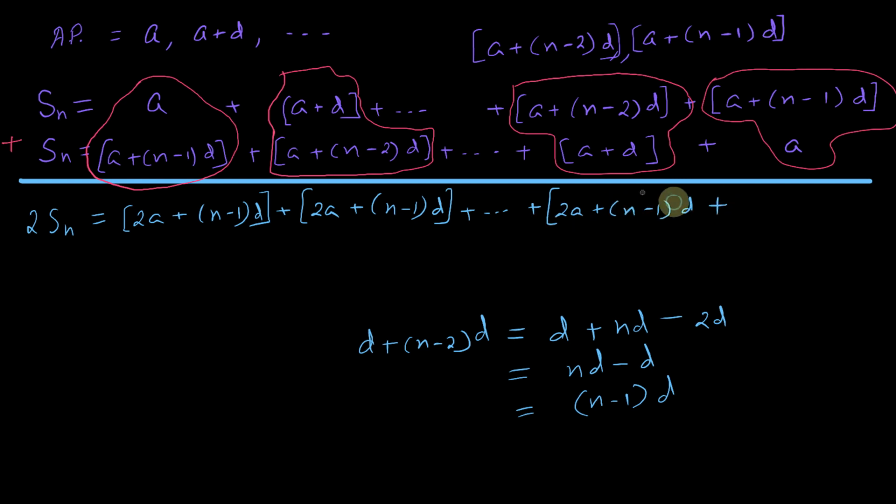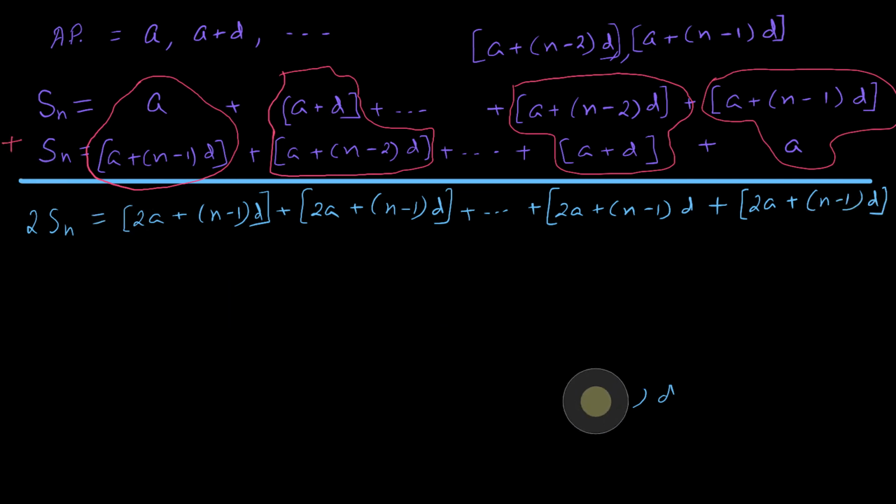And finally, these two terms are here in the reverse order, so their sum will also be same, a plus a, 2a plus this n minus 1 into d. Let's erase this calculation. Now you can see that this term 2a plus n minus 1 d is present everywhere.